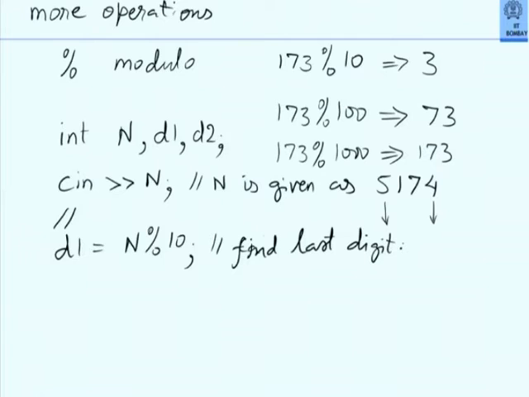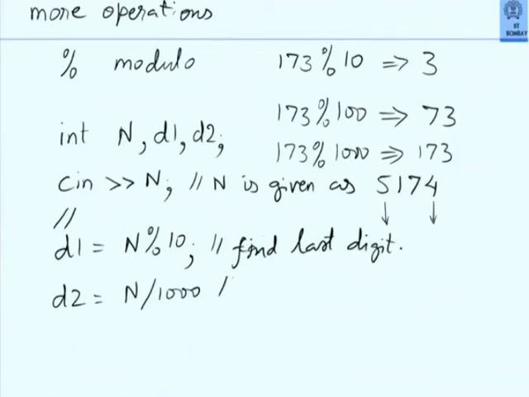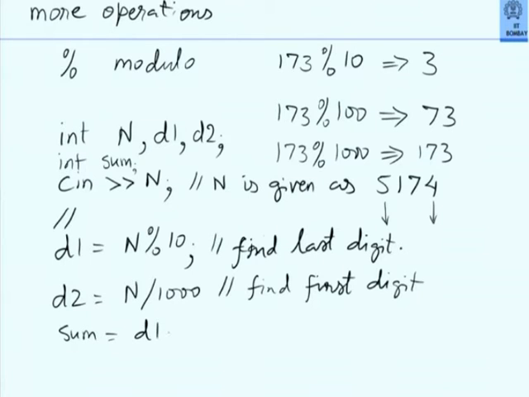Now how will you find the first digit, which I have designated by some variable, say D2? Sorry? Divide by 1000. Okay. What will happen when you divide by 1000? 5174 divided by 1000 ordinarily would have been 5.174. But since both are integer, it will be only 5. So, find the first digit. And now, suppose you want to calculate, say, sum. I will define an additional variable called sum here and say sum is equal to D1 plus D2. So, understood? This is very simple.